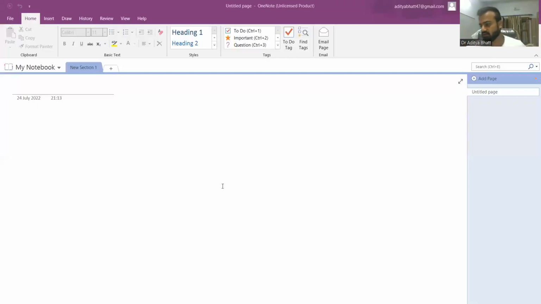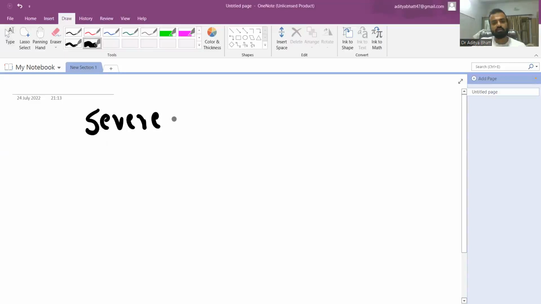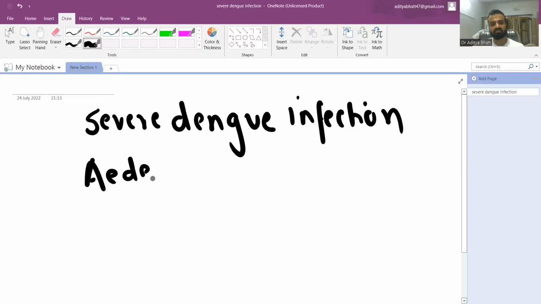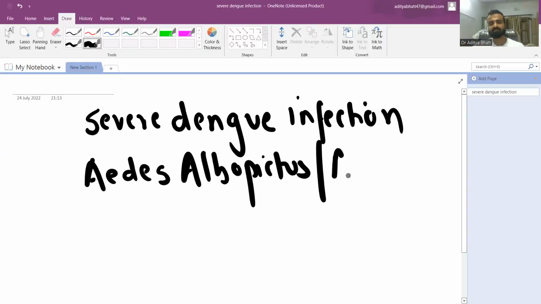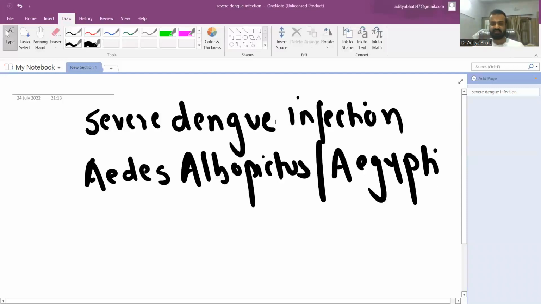So today we'll discuss something about severe dengue infection. You might call it dengue, whatever. I'll call it dengue, so please bear with me over here. We'll begin with the severe dengue infection. Now with rains coming, and rains have come, you need to be wary of this dangerous virus caused by the Aedes mosquito. There are two: Aedes albopictus and Aedes aegypti. These two are the tiger mosquitoes that cause severe dengue infection.